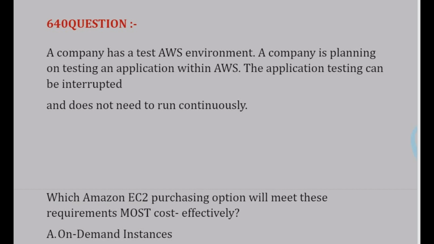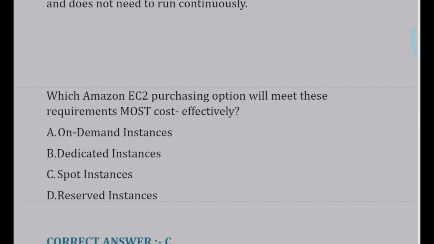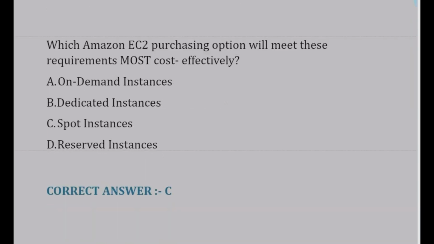Question is, a company has a test AWS environment. A company is planning on testing an application within AWS. The application testing can be interrupted and does not need to run continuously. Which Amazon EC2 purchasing option will meet these requirements most cost effectively? Option A. On-demand instances. Option B. Dedicated instances. Option C. Spot instances. Option D. Reserved instances. Correct answer is option C.